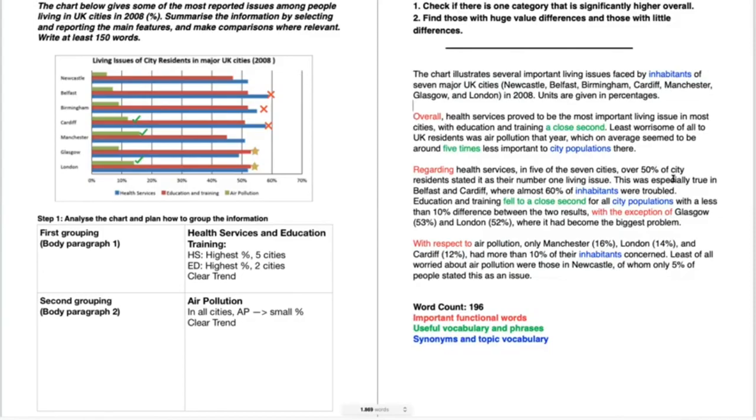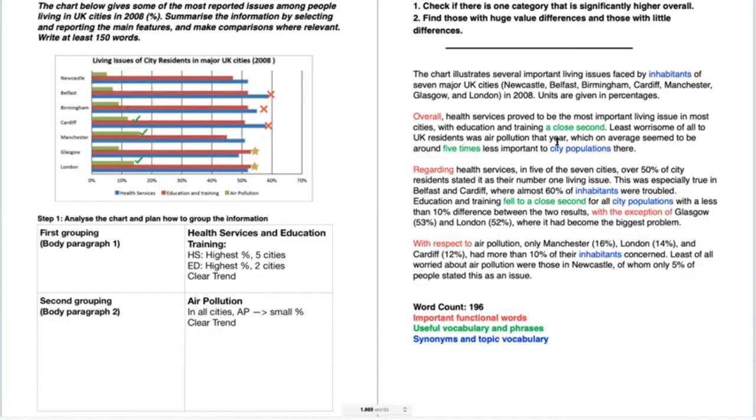And for our overview, it's basically what we talked about here. It says overall, which is a great way to talk about an overview, health services proved to be the most important living issue in most cities, which is exactly what we said, with education and training a close second. This is a great way to say that something is not too far behind. And then we have least worrisome of all to UK residents was air pollution that year.